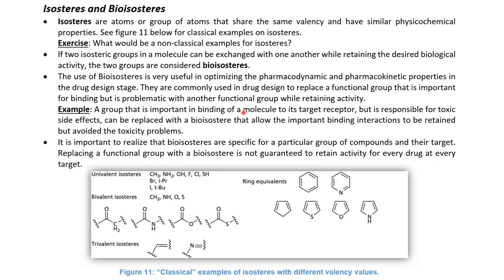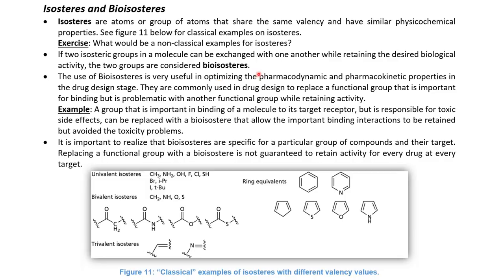So now that we know what a pharmacophore is and how to define it, and we know what the pharmacophoric groups are, let's think about how we can modify these groups to optimize the features of a drug. Once we define the pharmacophoric groups for a drug, we could actually replace some of these groups with other equivalent groups. Basically, replace them with groups that have the same valency and similar physicochemical properties.